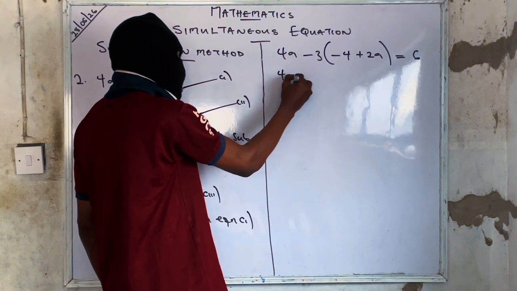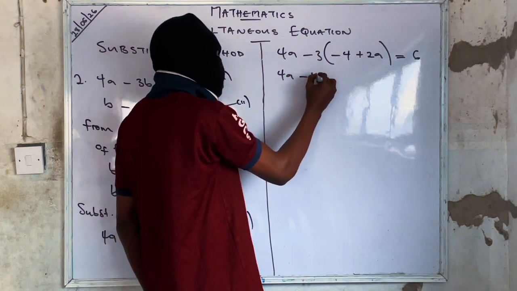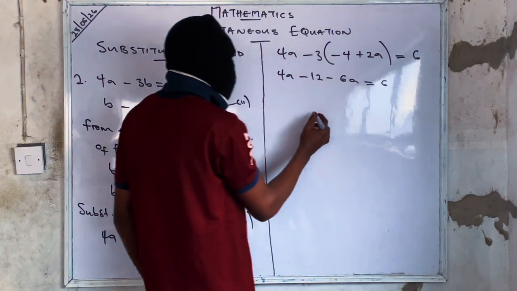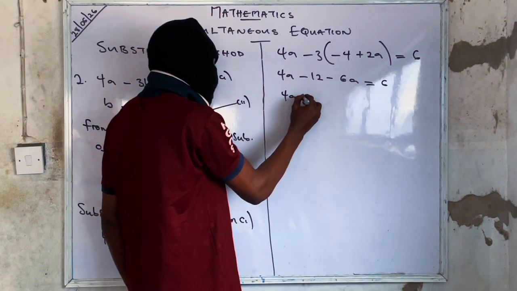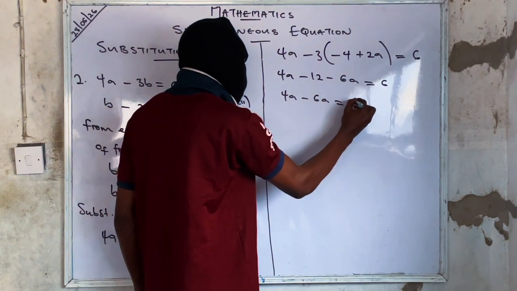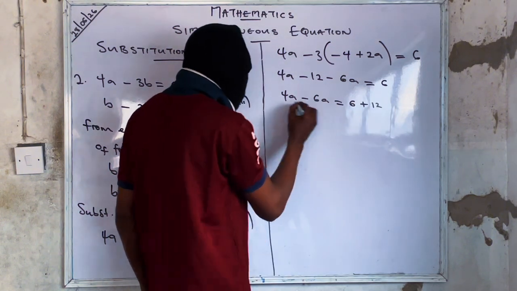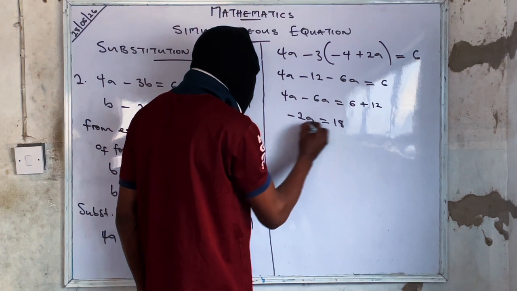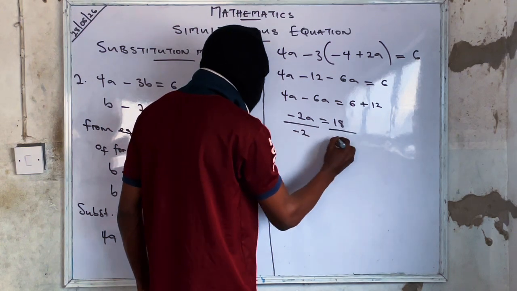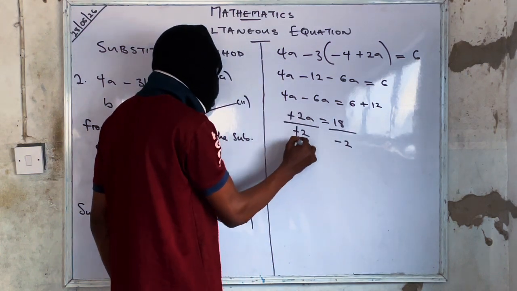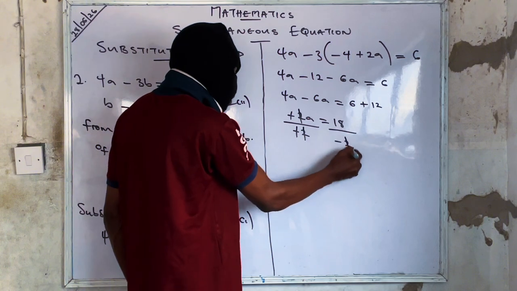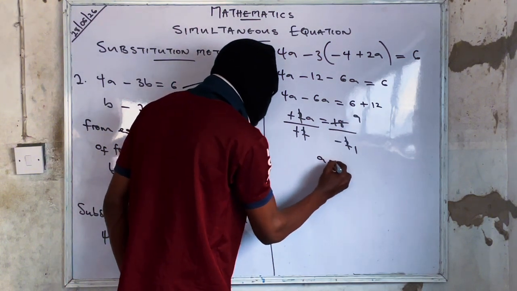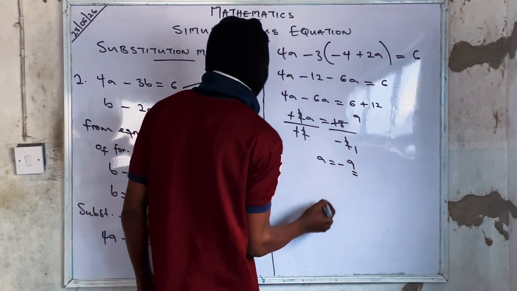Then you have 4a minus 12 minus 6a equals to 6. Collect like terms. That's 4a minus 6a equals to 6 plus 12. Then you have minus 2a equals to 18, over minus 2 over minus 2. Minus cancel minus, 2 cancel 2. Now 2 in 18 is 9. Then your a equals to minus 9.